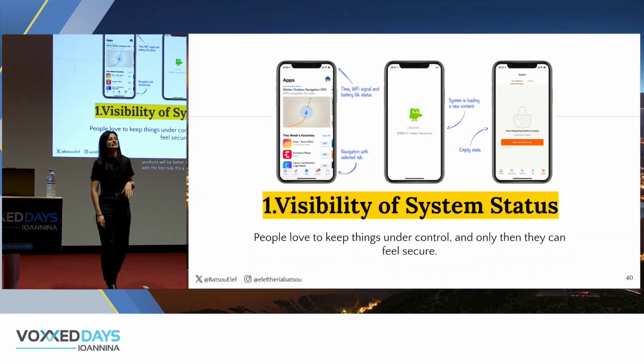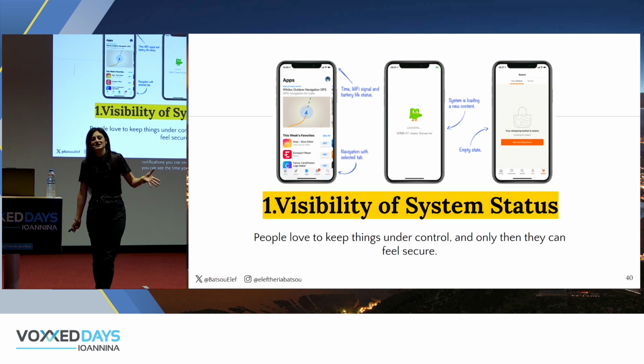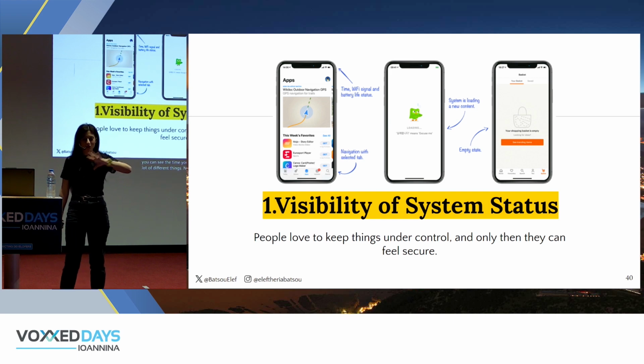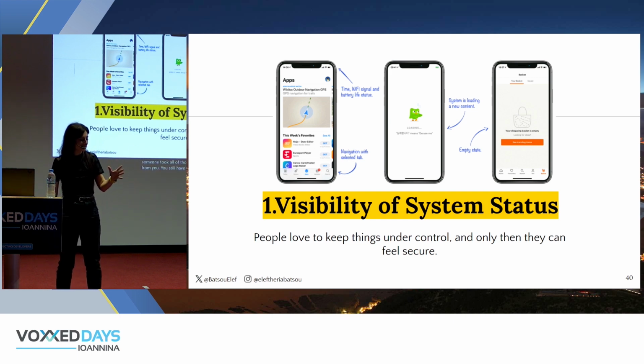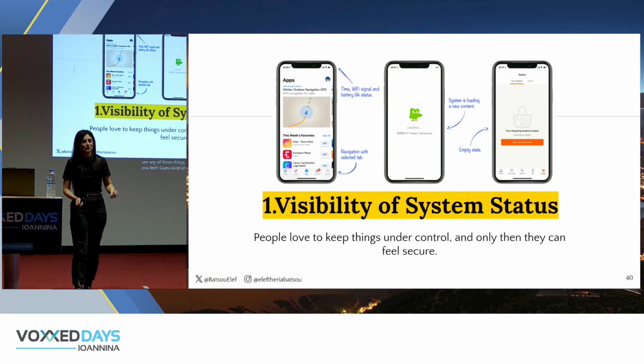It's visibility of system status. Your users want to see things, and they want to see the important things. Imagine taking out your phone, and as the screen lights up, you can see an image, you can see the date, you can see the notifications, you can see the signal, you can see the time, you can see a lot of different things. Now imagine someone took all of those things from you. You still have your phone, but as you light the screen, you don't see any of those things. How would you feel? I guess kind of naked, right? The same thing goes with your product, with your system, with your app, with your service. The user wants to see the important things.